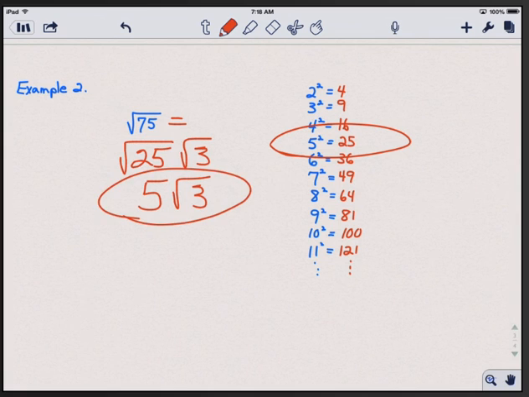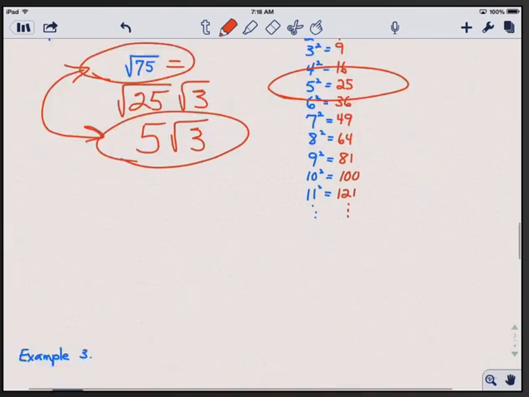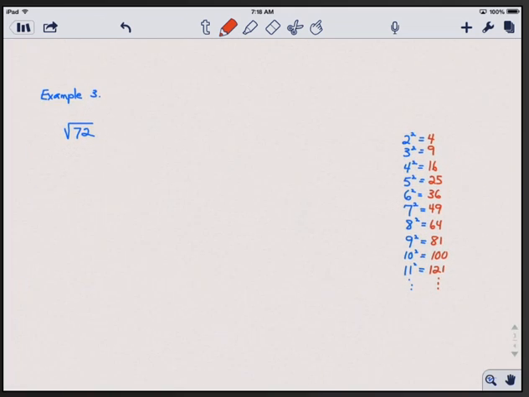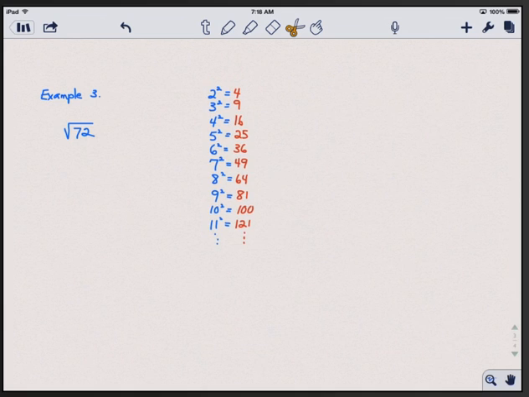We know we're finished because 3 is the radicand and there is no perfect square greater than 1 that divides into that radicand. And you can check your answer on a calculator by putting in the square root of 75 and seeing that its approximation is exactly the same as 5 times square root of 3. Next problem we're going to do 2 or 3 different ways. I'll just move this over for now.